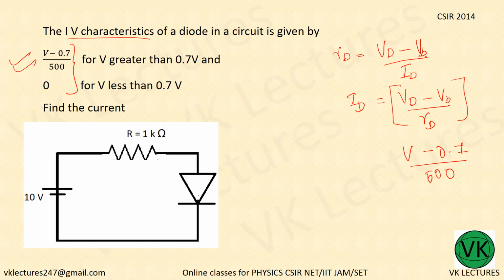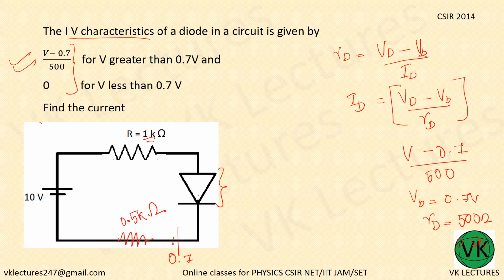From this we can write VB is equal to 0.7, that is a silicon diode, and RD, the diode resistance, is this 500 ohm. It's a very huge value, 500 ohm. I can write it as 0.5K because this is in terms of kilo ohm. Now I can replace this diode with an ideal diode, a 0.7 volt source, plus a resistance of 0.5K ohm in series.